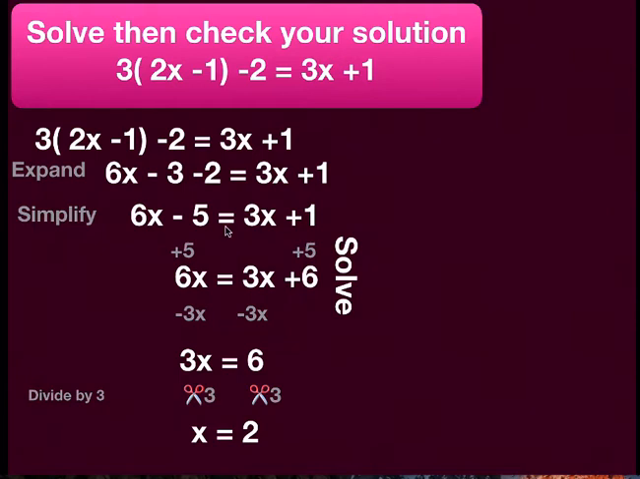Make sure everything you do to the first side, look here, plus 5, plus 5, you do to the second side. Look here, minus 3x, minus 3x. What you do to the first side, you do to the second side. Now here, divide by 3, you divide by 3. And you get your answer.